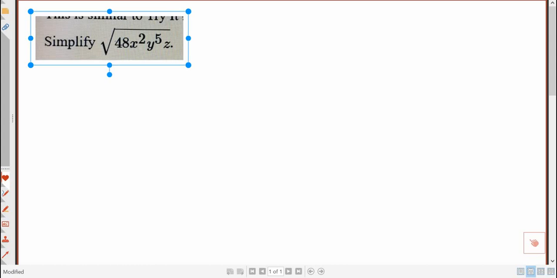Okay, so we want to simplify this radical, and I do this a little bit differently than the textbook. I don't know if you've seen the other videos that I've posted on this, but I suggest that you do a little factor tree that you learned way back in middle school or so. And I'm going to do a prime factorization of this.